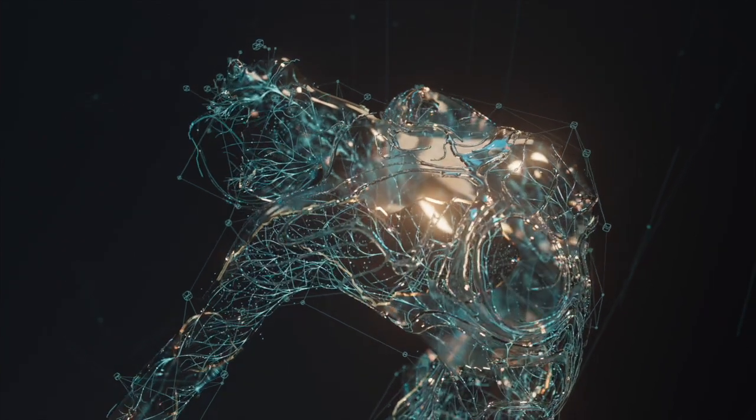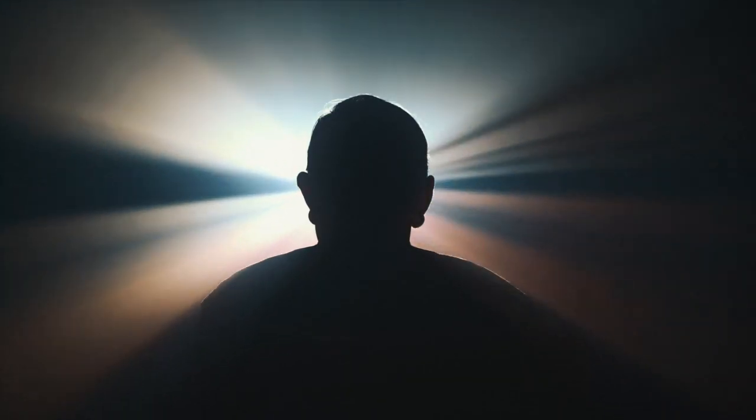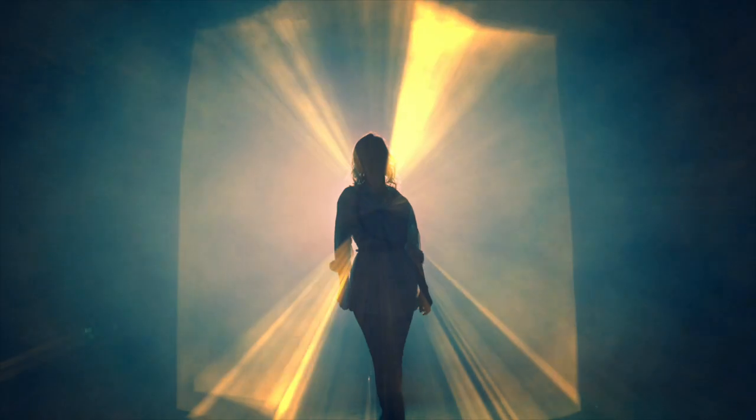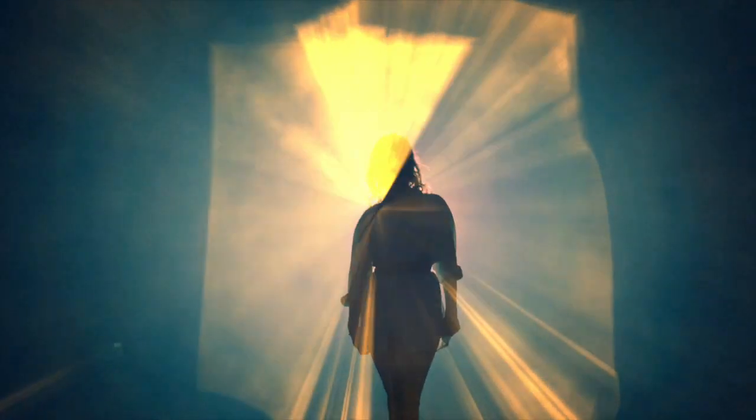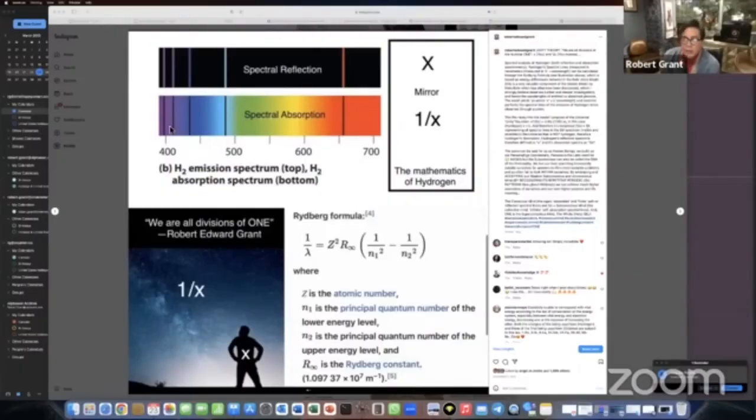You have a unique light signature that is you, but you're not really that color, right? You think that you're the color that you are, but actually that's just your reflection color. You have a whole other spectrum of you that's the absorption. So let's take an example of hydrogen. This is what the spectral reflection of hydrogen looks like.